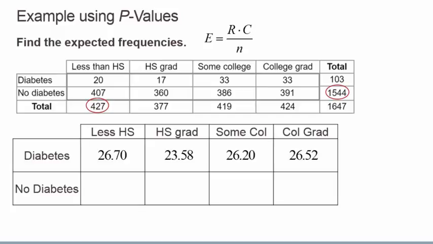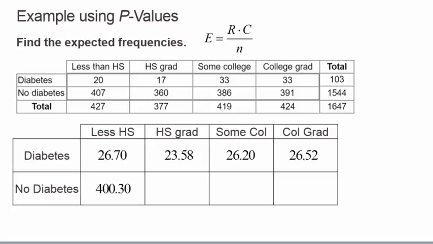Moving to the next row, no diabetes, I want to start with less HS. The total for no diabetes is 1,544. The total for less than high school is 427. 1,544 times 427 divided by 1,647 gives us 400.30.